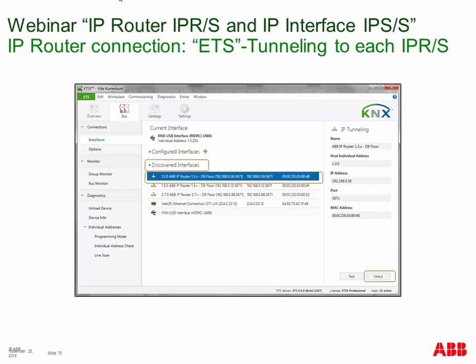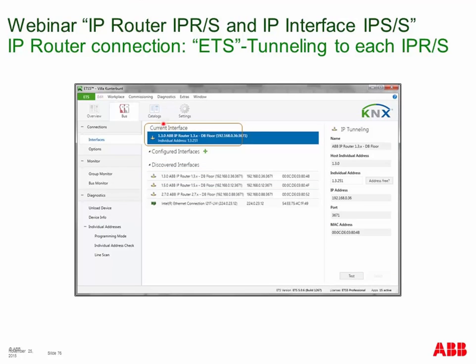Then we select the IP router. We want to create a tunneling connection. Click here on the IP router, on the Select button at the bottom, and then we can use this IP router for the tunneling connection.